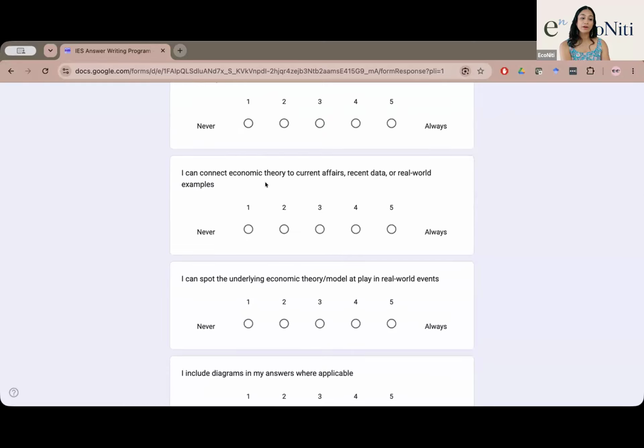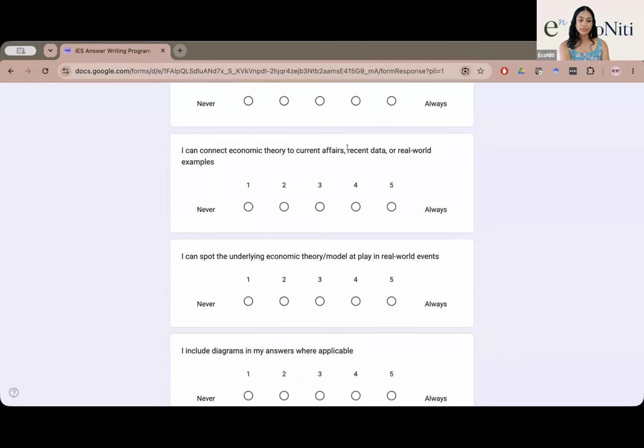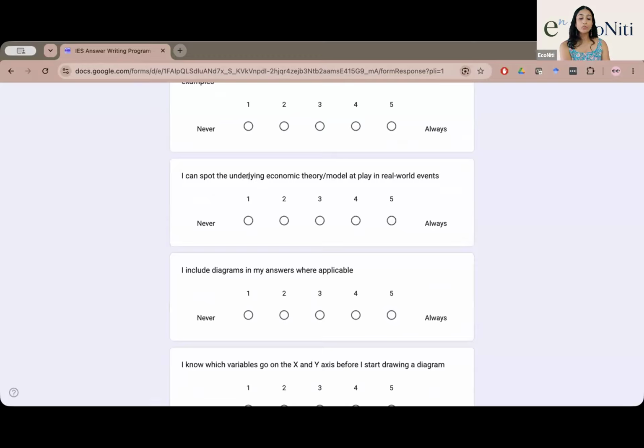I can connect economic theory to current affairs. Now, this is something very important for writing a sophisticated, nuanced answer. Being able to connect a theory question to the real world, and a real-world question to some economic theory, is an elite skill. Most students don't do this, and it takes a lot of practice. So these two questions are exactly asking you to think about it, that you do it, and if you don't, to push you so that if your score is 1 this time, it goes to 2 next time. So you're connecting theory to current affairs, and then you are able to spot the underlying theory in real-world events.